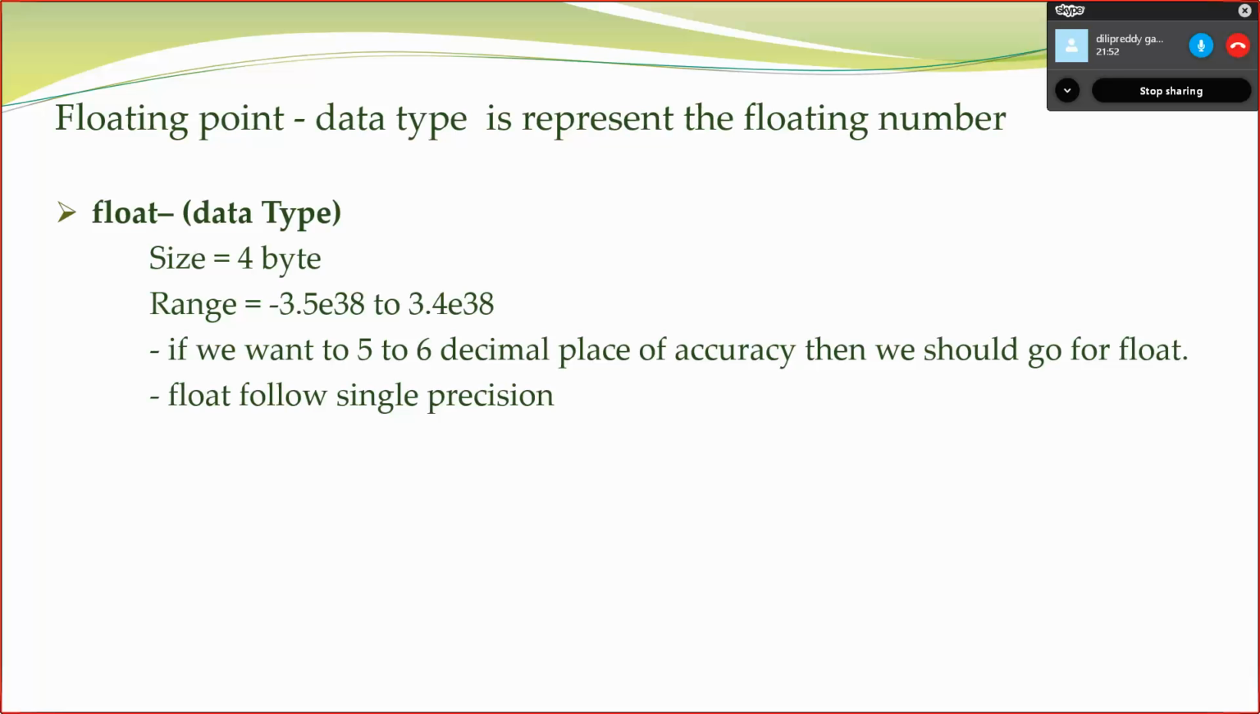Suppose you want to define 5 to 6 decimal places of accuracy, you should go for float. That is called a single precision number. Suppose I have one number like 1.01. That means after the point I have two digits, 0 and 1. That is called single precision. So that we can use in float, and for double precision we have a different data type.